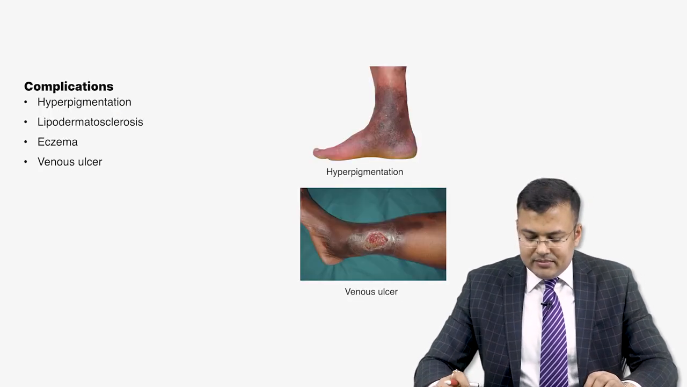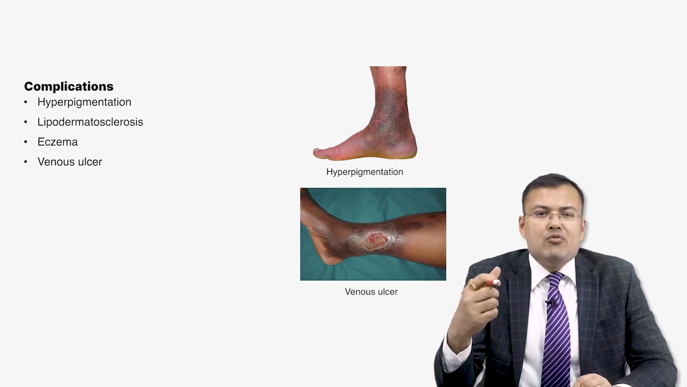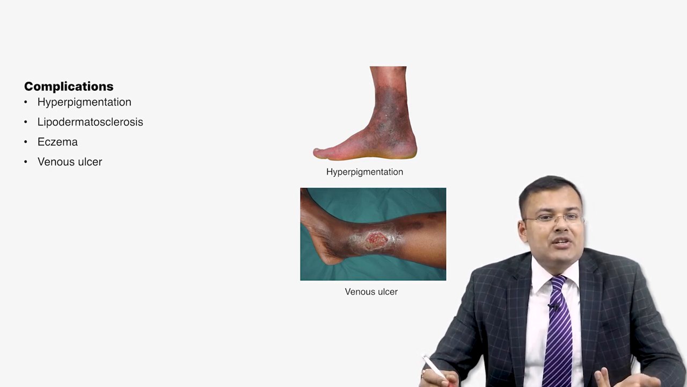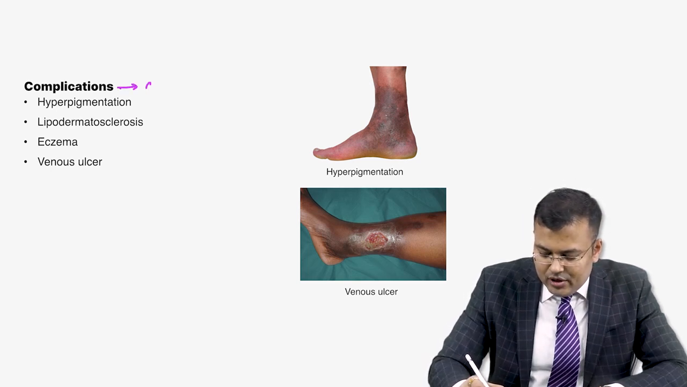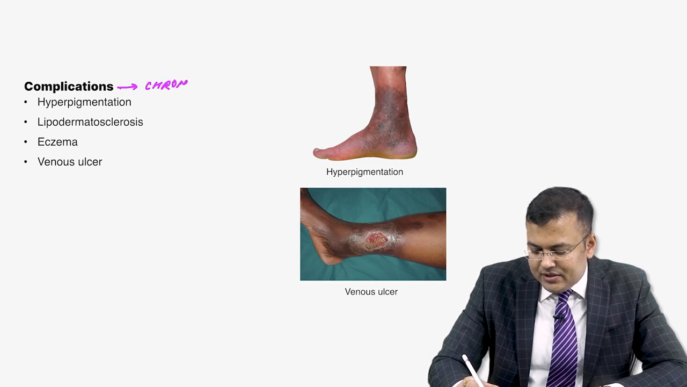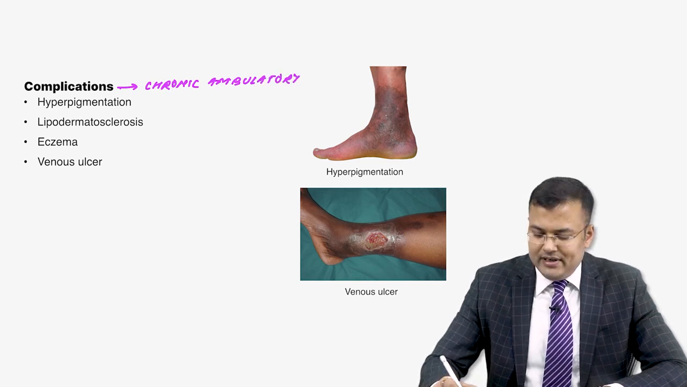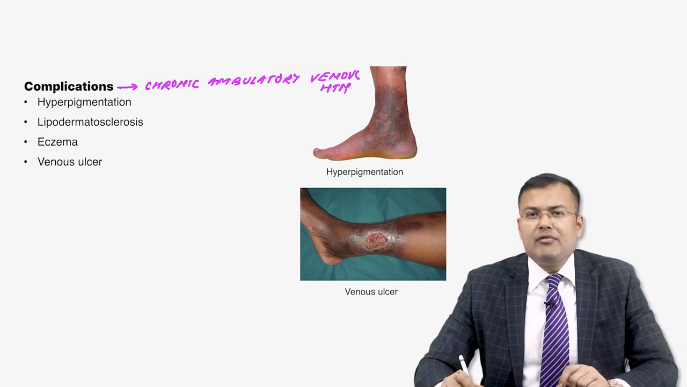Yes, these are the symptoms. What else happens? In these patients, we discussed that there is chronic ambulatory venous hypertension. Because of this chronic ambulatory venous hypertension, complications occur. So what's the cause of complications? The patients are having chronic ambulatory venous hypertension. So it is chronic ambulatory venous hypertension which is responsible for complications.